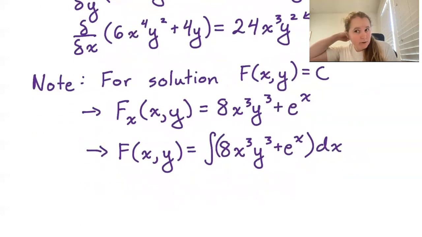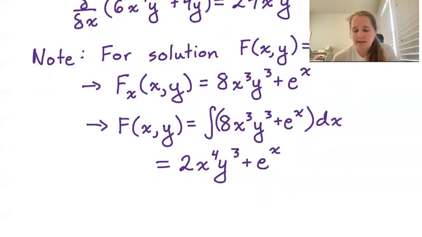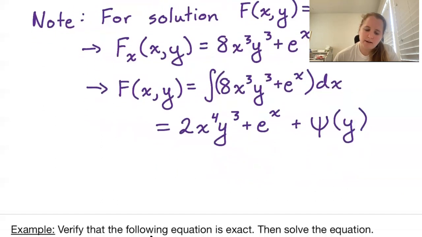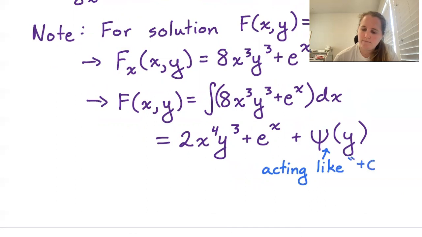Now we're taking an indefinite integral, which means we get a constant. And that constant might change depending on what our y value is. So we do our indefinite integral with respect to x: 8x cubed y cubed goes to 2x to the 4th y cubed. e to the x just goes to e to the x, and here's our weird plus c. So we're going to add on a function of y, psi of y. Essentially, this is acting like our plus c, but we may have a different plus c for each value of y.